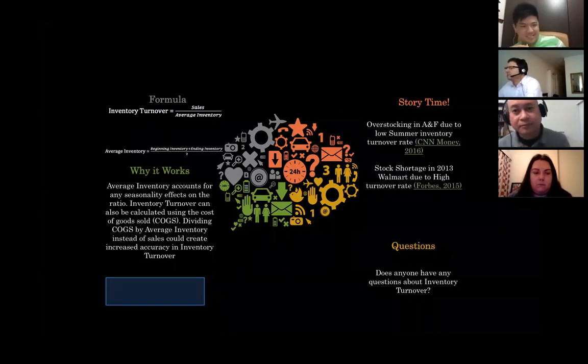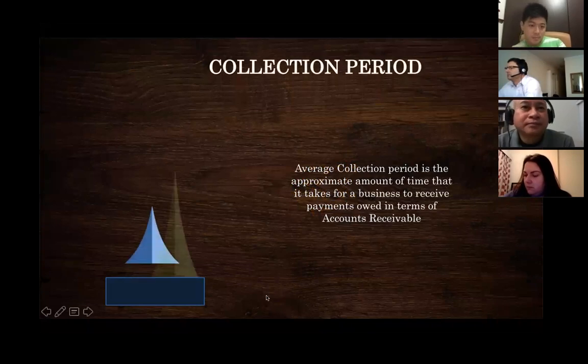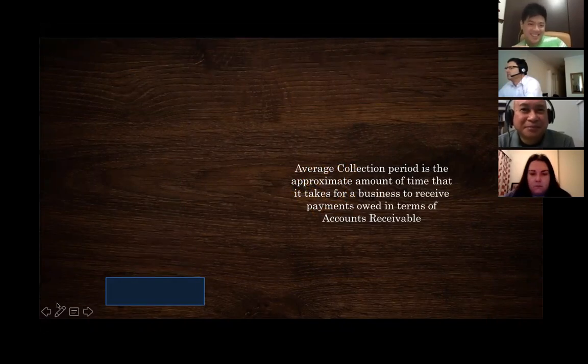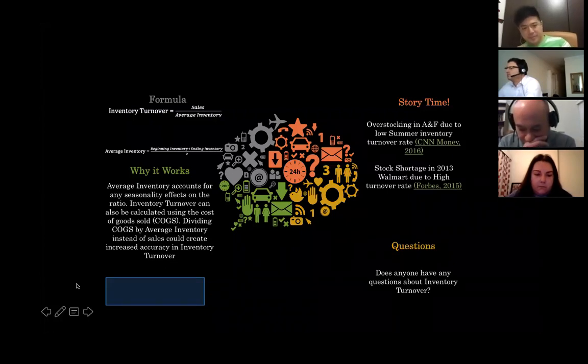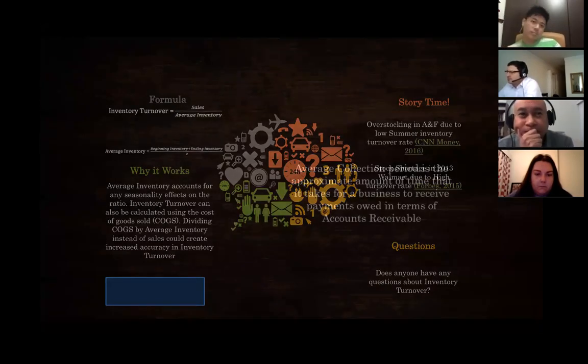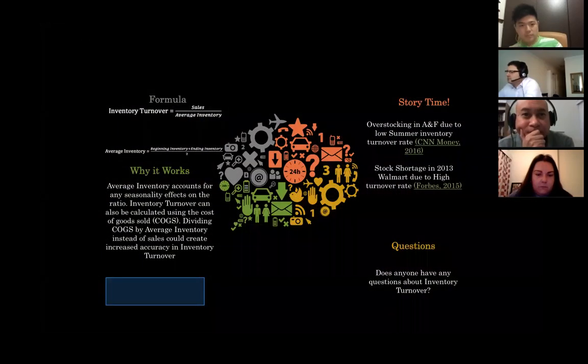So we're doing inventory turnover. Its formula is pretty straightforward. It's sales divided by the average inventory. The reason you're using average inventory is because it accounts for seasonality effects, which is very important with retail companies such as Abercrombie or Walmart, which are the examples we'll get into in a bit.